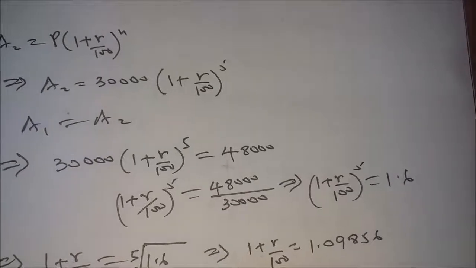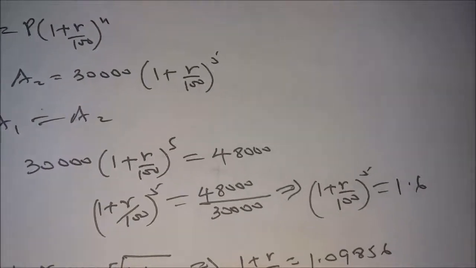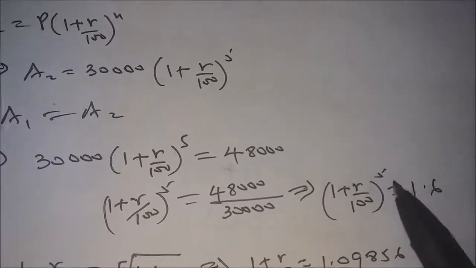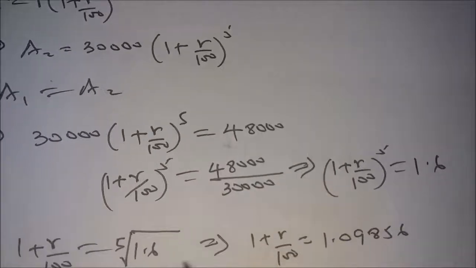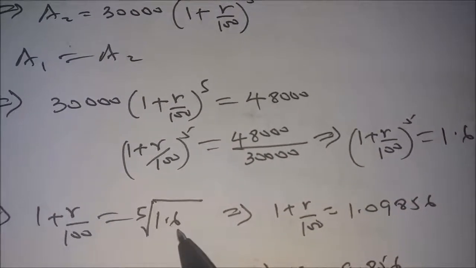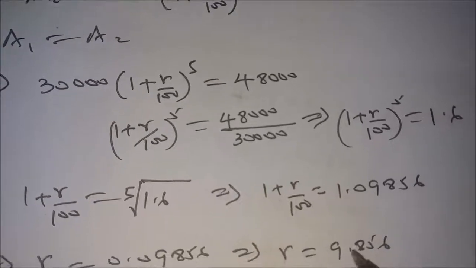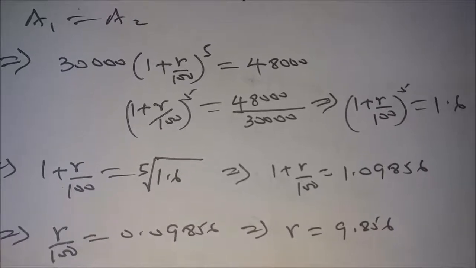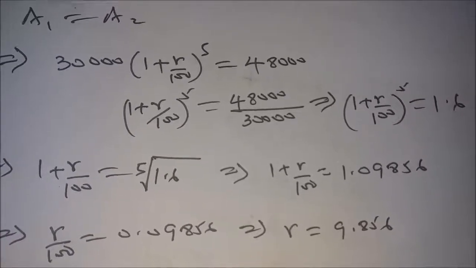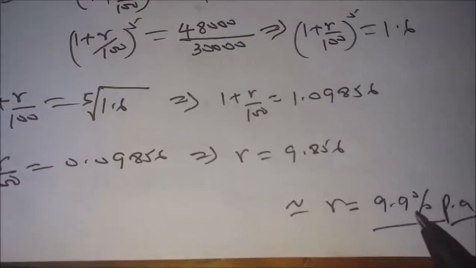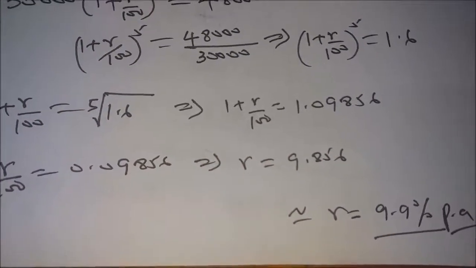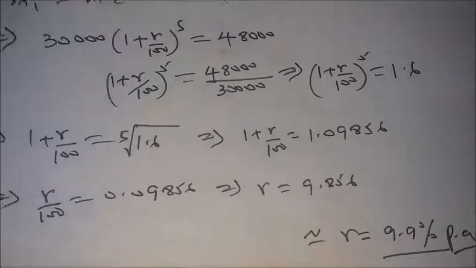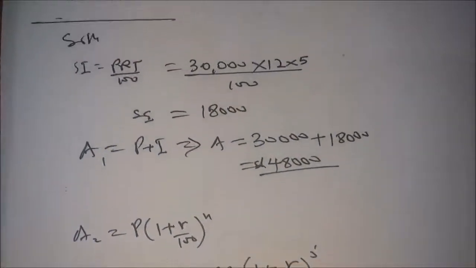We have 1 plus R over 100 to the power 5 equals 1.6. We remove this 5 by taking the fifth root of both sides, and we have this equation here. And you can follow through to find that the rate of interest for Nekesa is 9.856, but to 1 decimal place, we round it to 9.9% per annum. Okay, you can go through again.